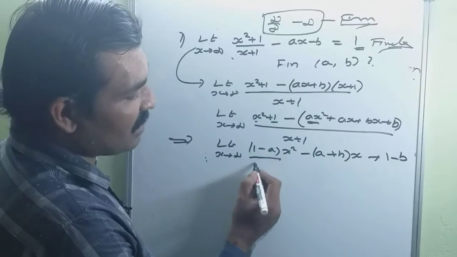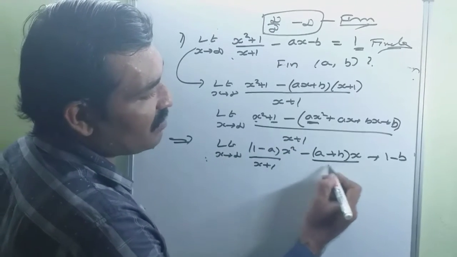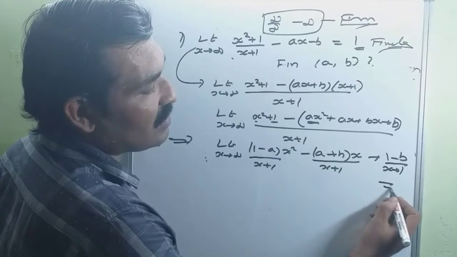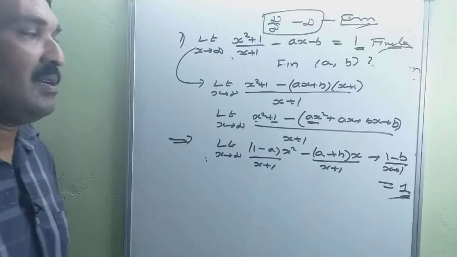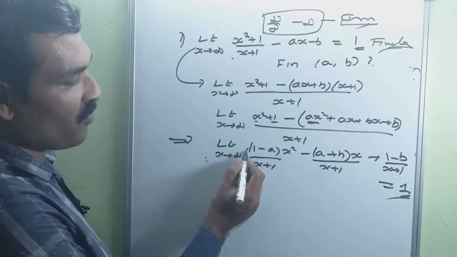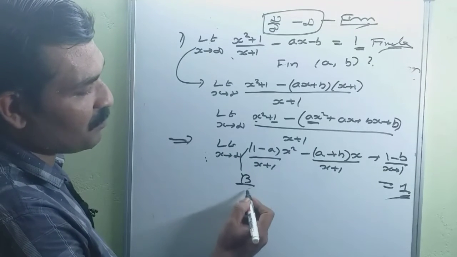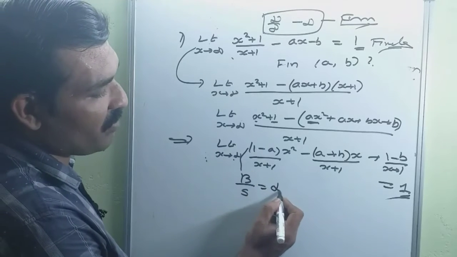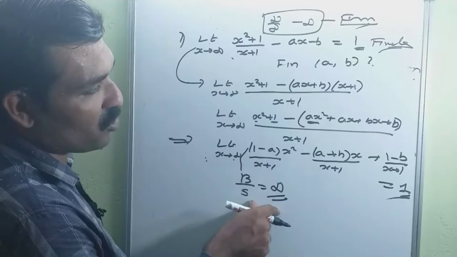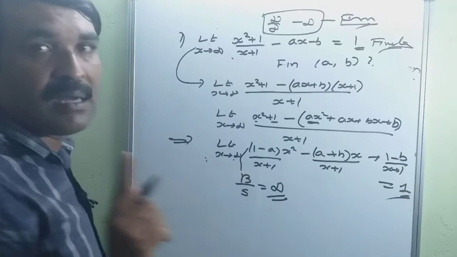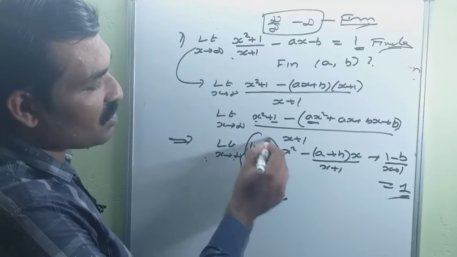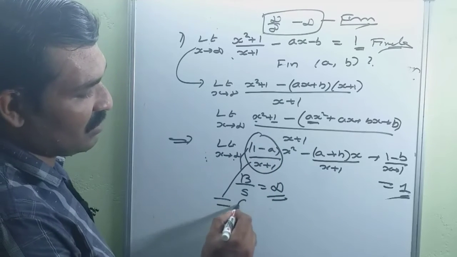So I divide this term by x plus 1, this term by x plus 1, and this term by x plus 1. This is equal to 1, that is given. Now here is a form big degree divided by small degree. So the limit as x tends to infinity becomes infinity. But this is not possible since our answer is equal to 1, that is finite. So this term should be equal to 0.